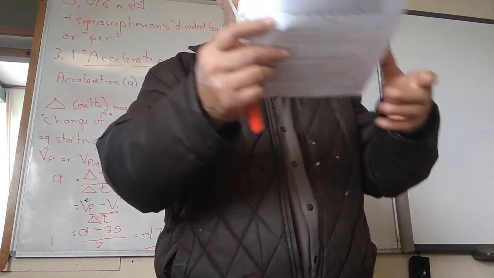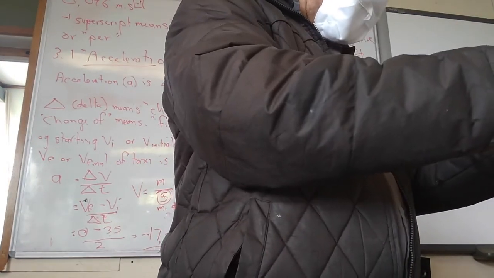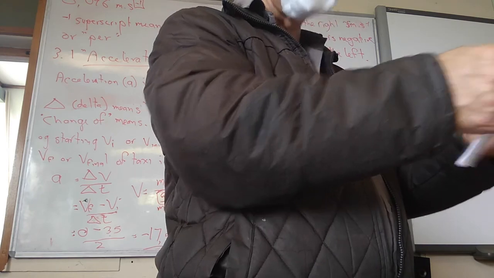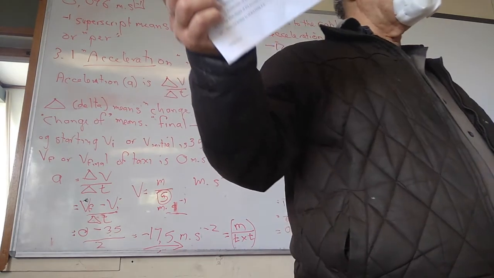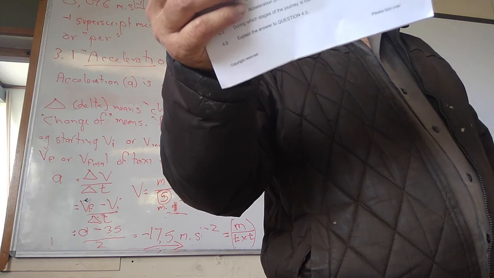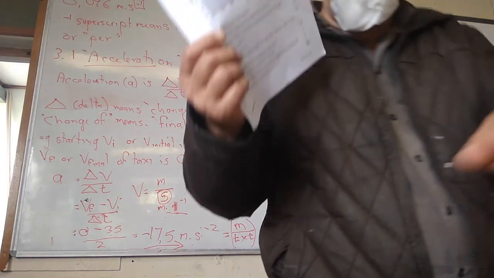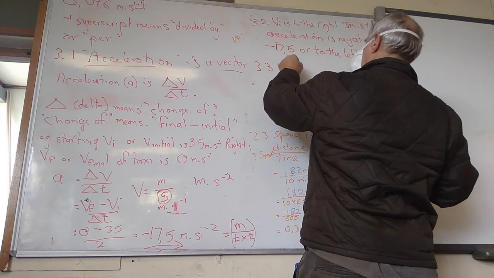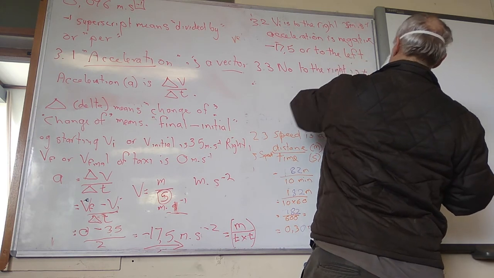Okay. Give a reason for the answer to 3.2. What is the reason? One quantity is positive and the other quantity is negative. So give a reason. Are the velocity and acceleration in the same direction? No. To the right is positive, to the left is negative. Let's write that down. 3.3. No. To the right is positive, to the left is negative.